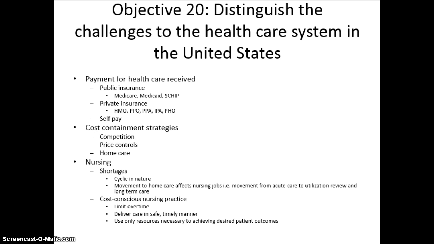There's also cost-conscious nursing practice. This is where we limit the overtime while still delivering care in a safe and timely manner, and use only resources necessary to achieve desired patient outcomes. For example, if a patient needs a dressing change, take in only the 4x4s that are needed for that dressing change instead of a whole box of 4x4s, which are more costly.